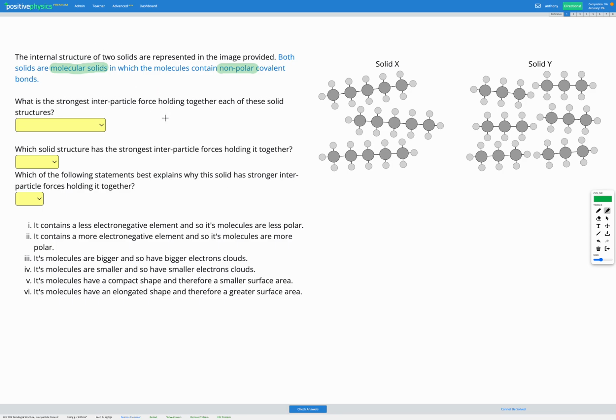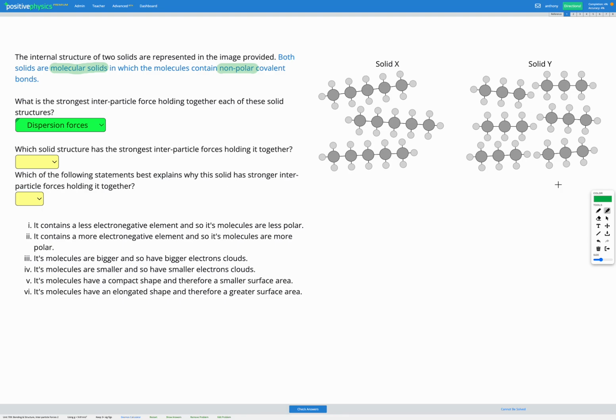So the type of interparticle force holding them together for both of these is dispersion forces, since we have non-polar molecules. And dispersion forces, those are the weakest type of force that we have. Now let's compare solid X and Y. We know they're the same types of molecules, the same types of forces between them.